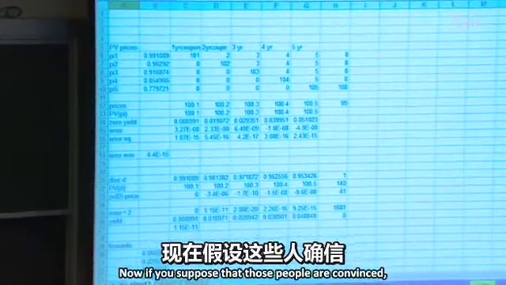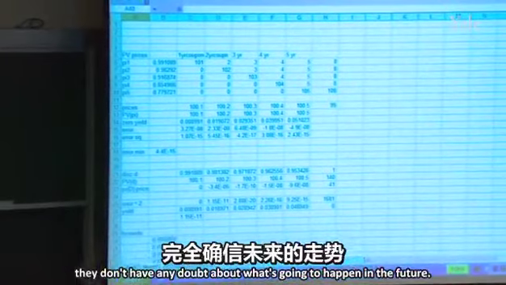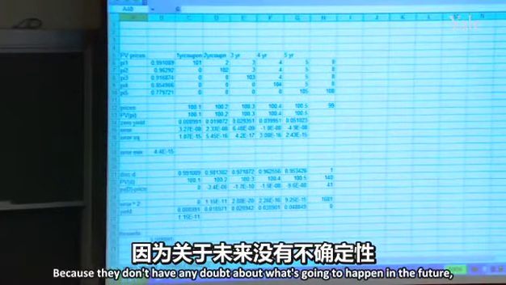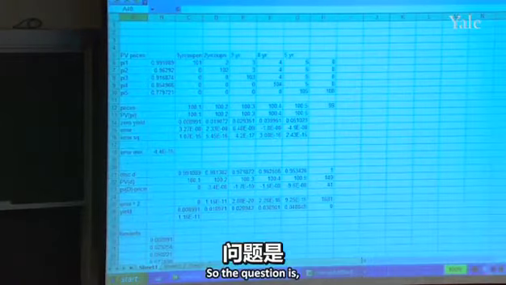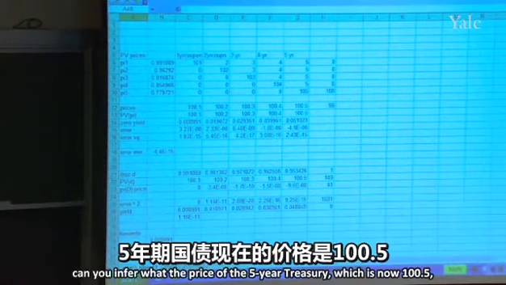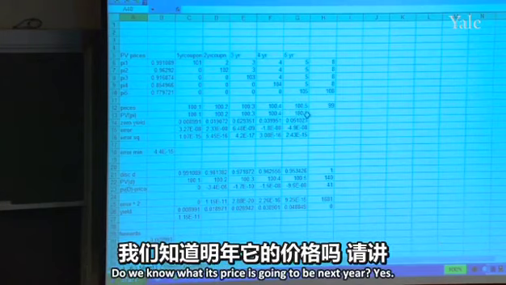Now, suppose that those people are convinced, they don't have any doubt about what's going to happen in the future. Because they don't have any doubt about what's going to happen in the future, you can infer from these prices what they think about the future. So the question is, can you infer what the price of the 5-year Treasury, which is now 100.5, will be? Next year, it'll only be a 4-year bond. Do we know what its price is going to be next year?